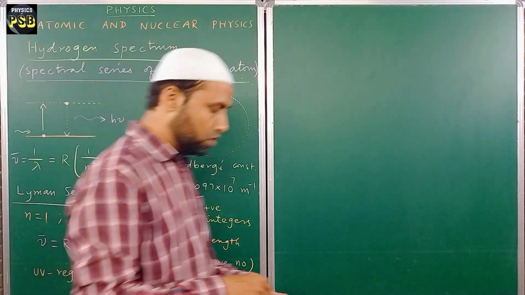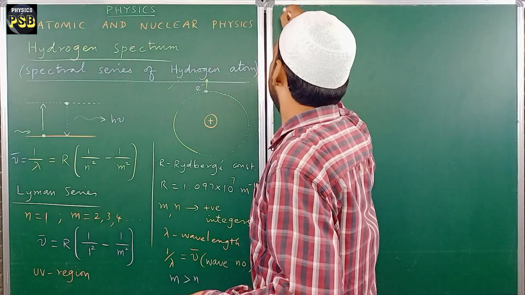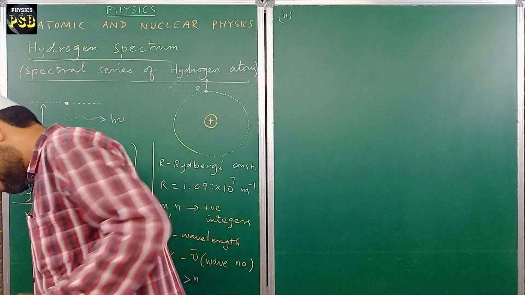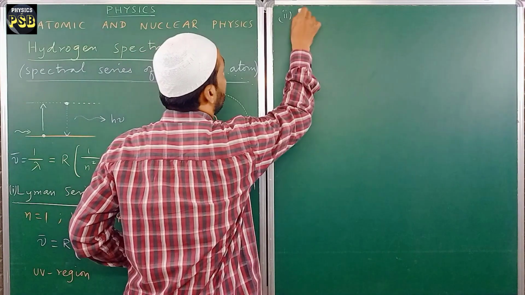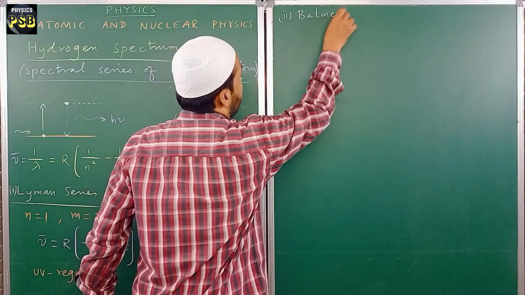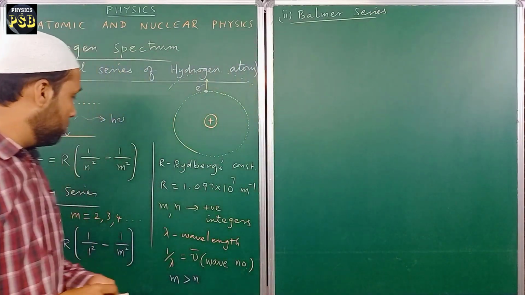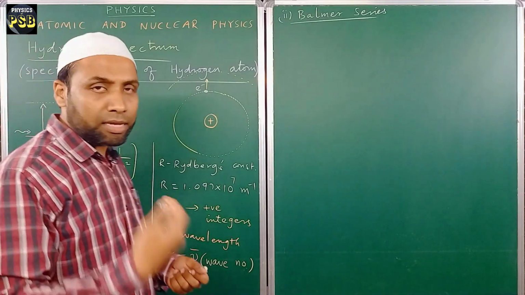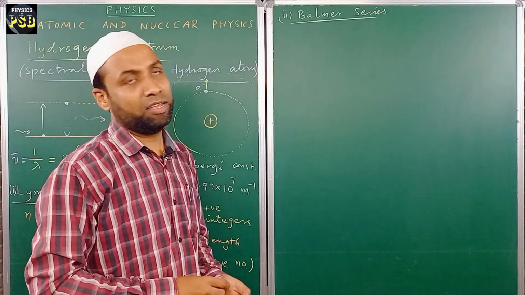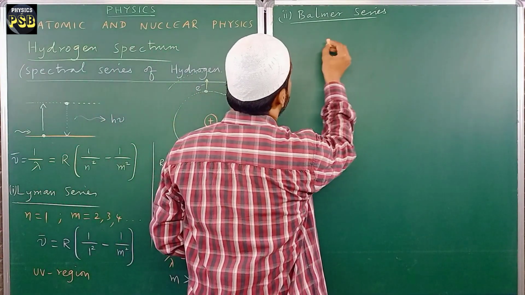Next one is the Balmer series, the second series. When electrons in the hydrogen atom jump from any other energy level to the second energy level, then we obtain the Balmer series. It's too simple. Here, the transition takes place.